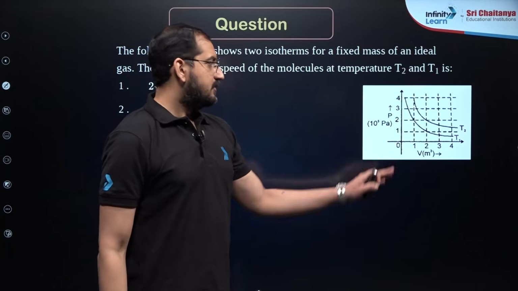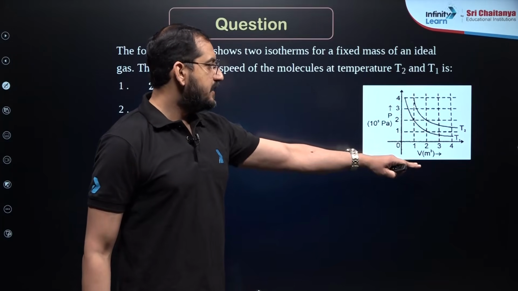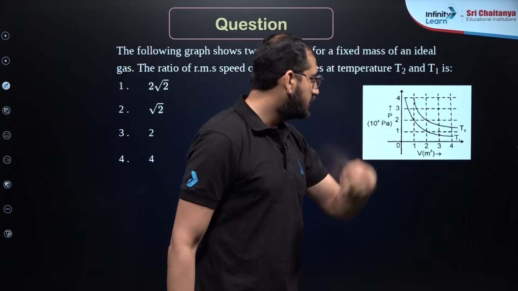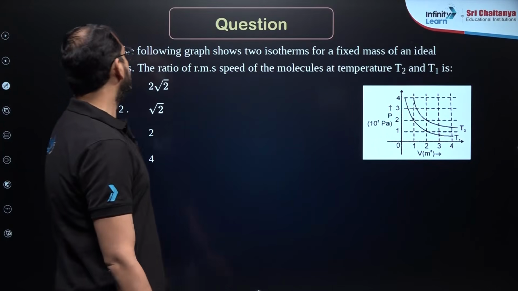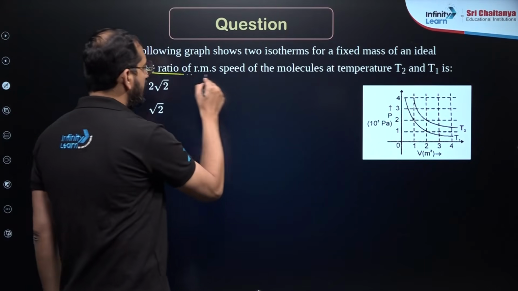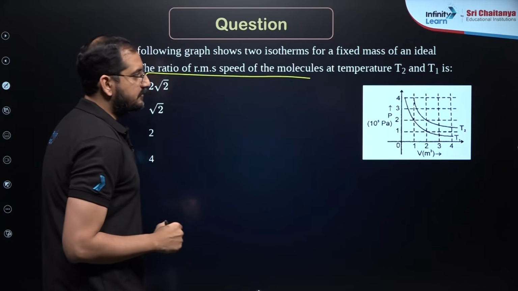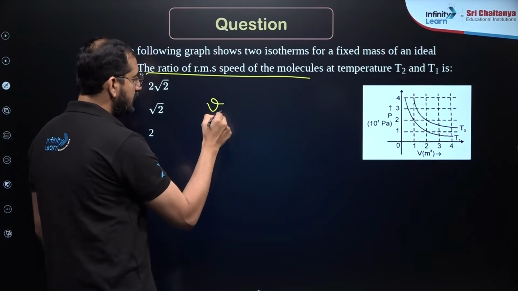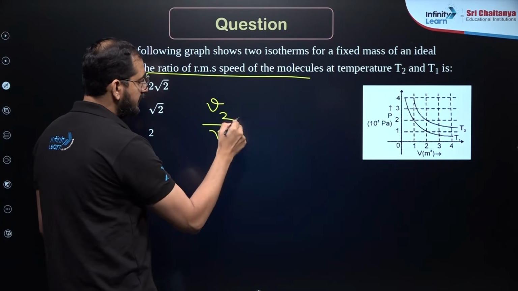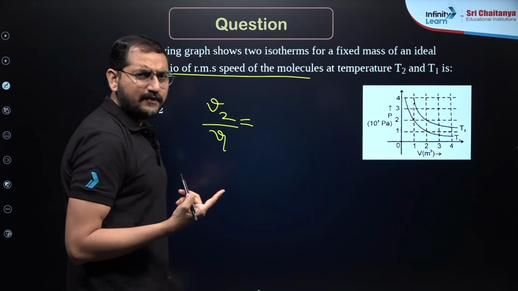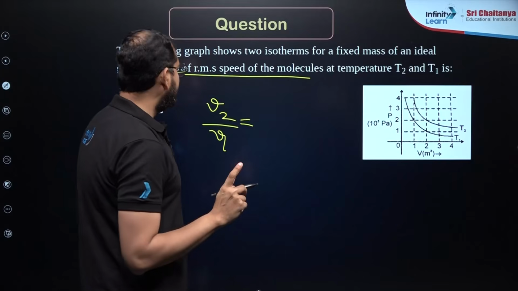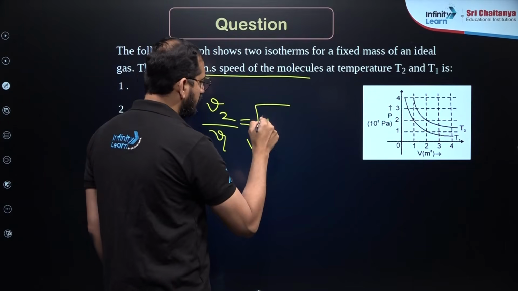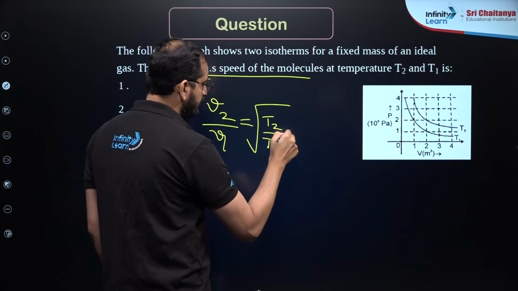All right. A question from thermodynamics. There is a P versus V graph given to us. There are two isotherms of temperature T1 and T2. The question is asking the ratio of RMS speed, T2 and T1. It means I want to calculate V2 by V1. We know that RMS velocity is root over 3RT by M, and so there is a dependency on the square root of temperature, root T2 by T1.